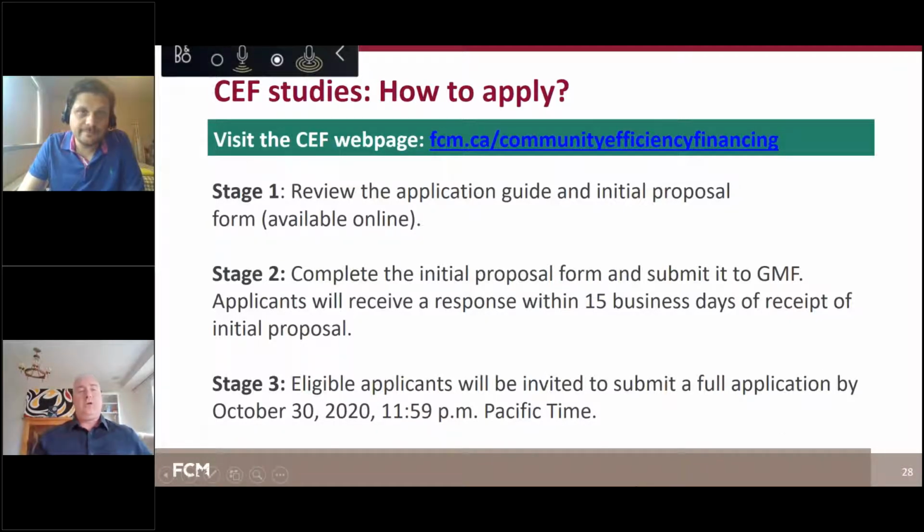So how to apply? The first stage is to review the application guide and initial proposal form, which will be available. We're launching the studies, as Marco mentioned, tomorrow. Stage 2 is to complete the initial proposal form and submit it to FCM, and then applicants will receive a response within 15 business days. And stage 3 is that eligible applicants will be invited to submit a full application on or before October 30th, 2020.